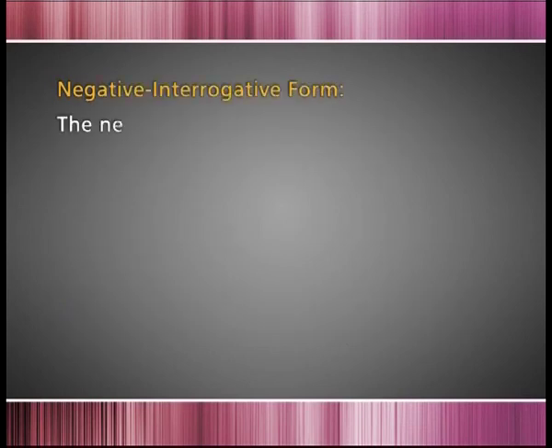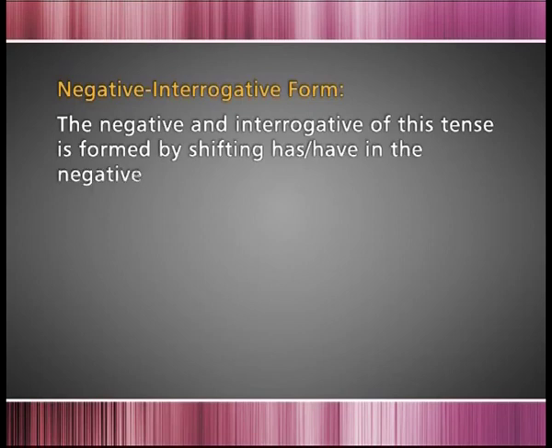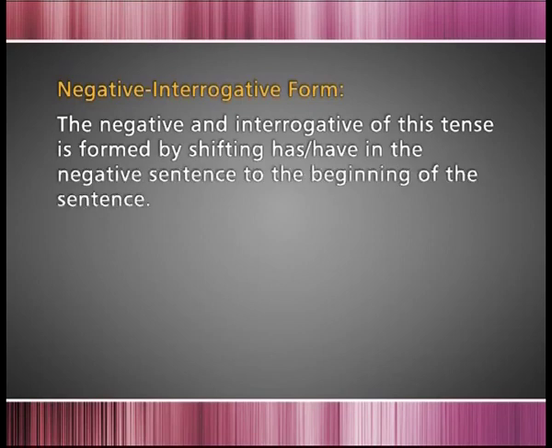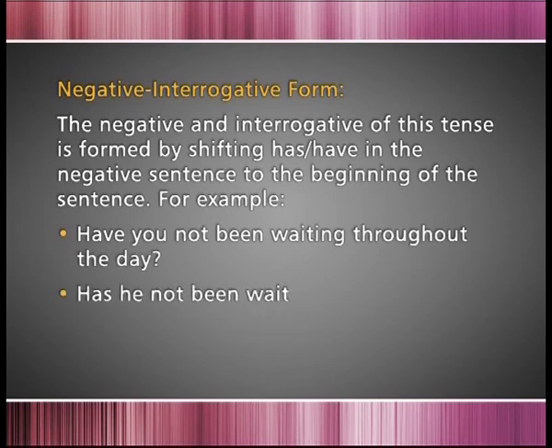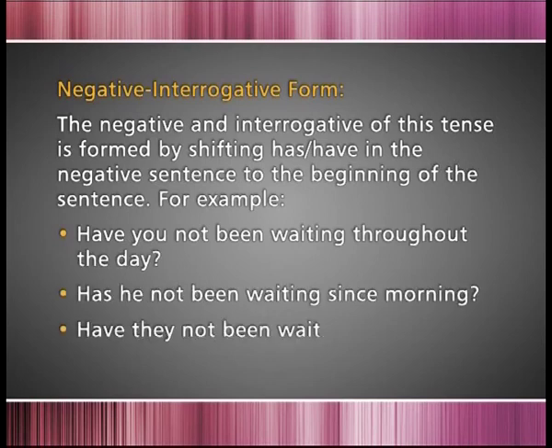Negative interrogative form. The negative interrogative of this tense is formed by shifting has or have in the negative sentence to the beginning of the sentence. For example, have you not been waiting throughout the day? Has he not been waiting since morning? Have they not been waiting for a long time?